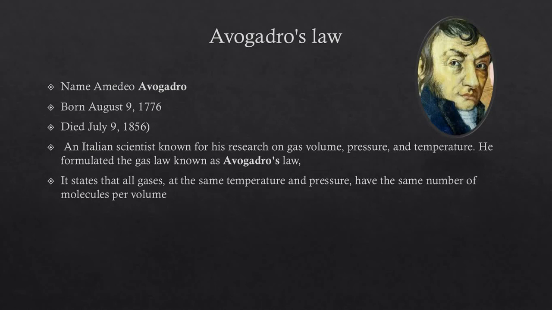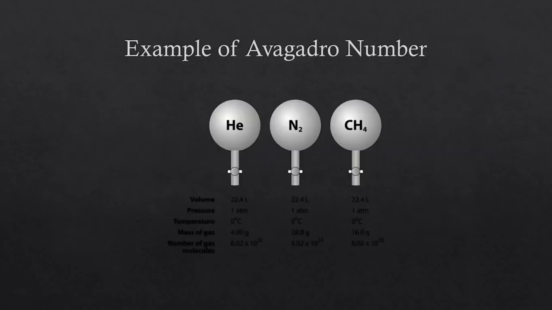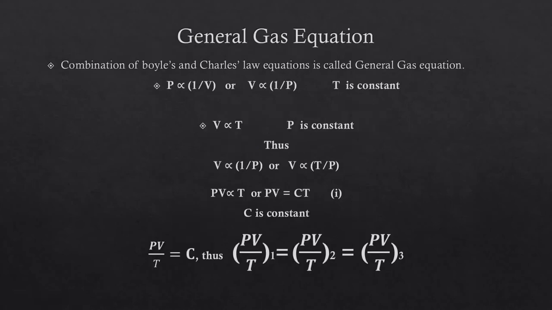According to his statement, all gases at the same temperature and pressure have the same number of molecules per unit volume. Here you can see that helium, nitrogen, and methane have a constant volume at constant pressure and temperature, but the masses of these gases are different. But the number of molecules in a particular volume remains the same, as per his idea that in a given or specific volume, the number of molecules of the gas will remain the same.